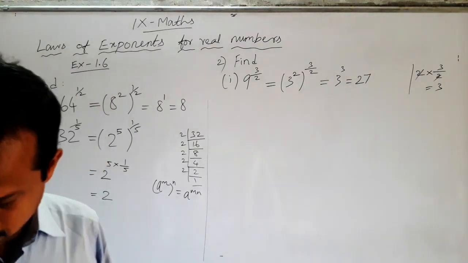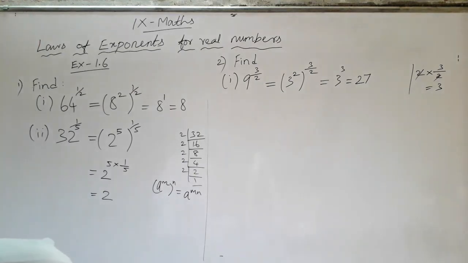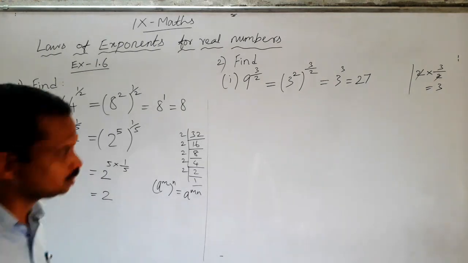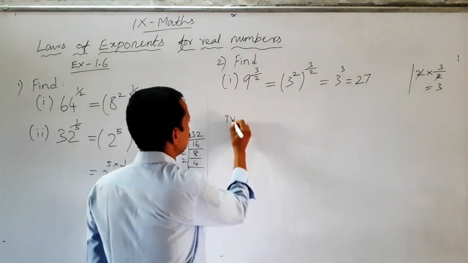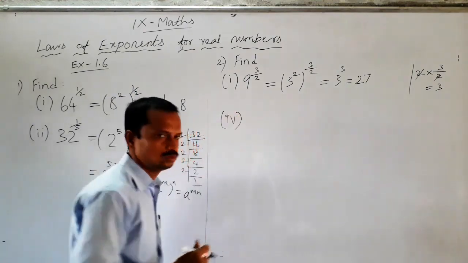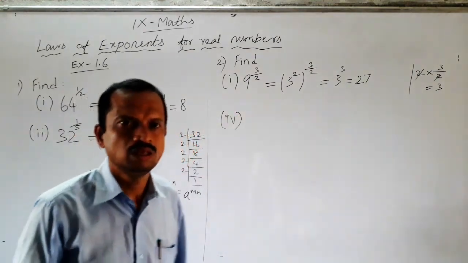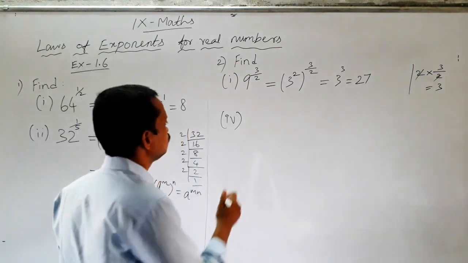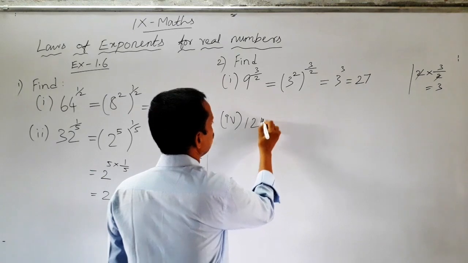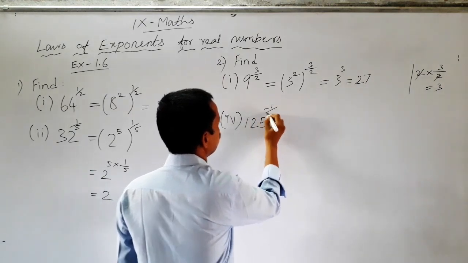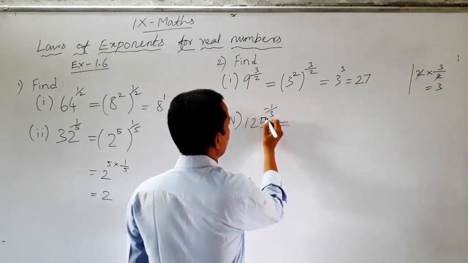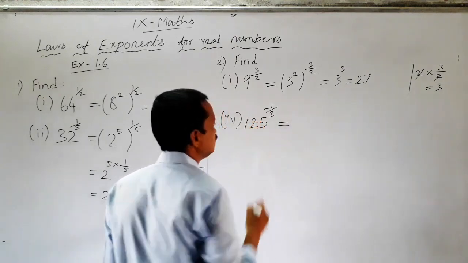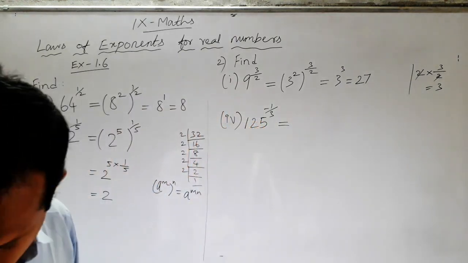And coming to the next one, 25 to the power minus 1 by 3. Fourth option I will do. So what about the other two? Second option and third option you take as homework. 125 to the power minus 1 by 3. So that is the question.